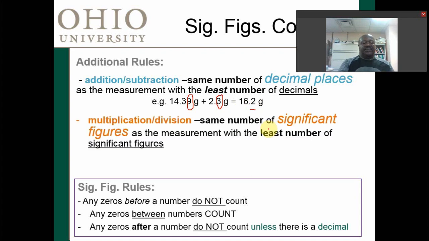Same thing with significant figures. So if you're multiplying or dividing, then of course you go with the least number of significant figures. So just apply those 2 rules and you'll be good.